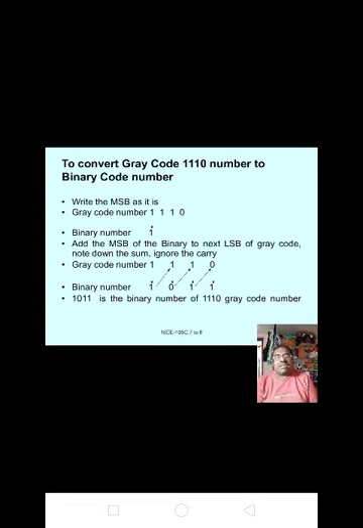Now here we are converting gray code to binary code. Gray code to binary code for 1110: here also write the MSB as is, that is 1, and now add that answer to the next bit of the question, that is 1 plus 1 is 0, 0 plus 1 is 1, and 1 plus 0 is 1. Now the binary code for the gray code 1110 is 1011.